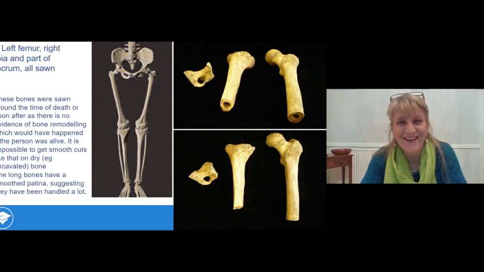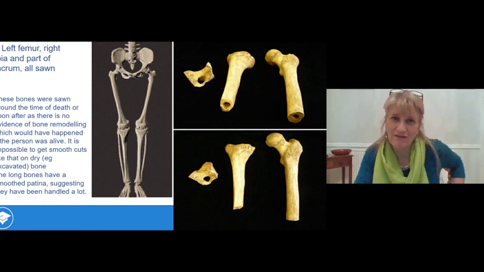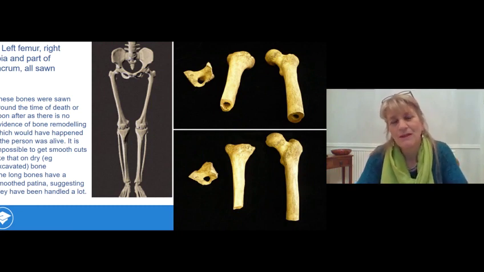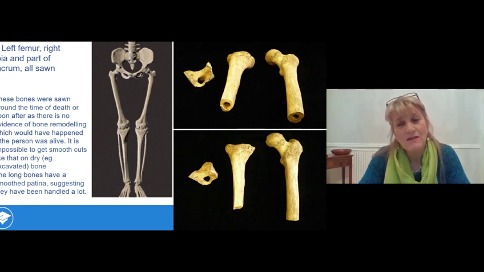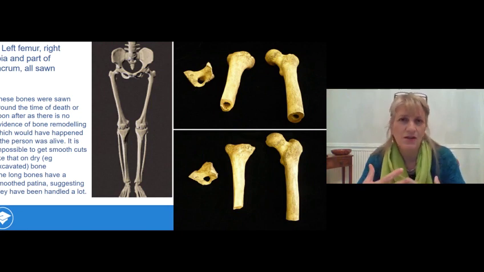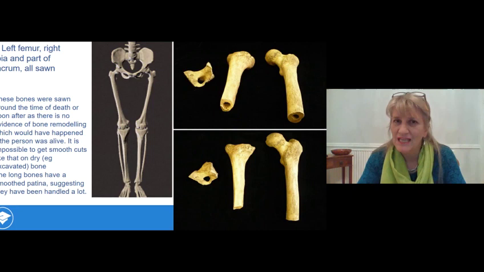Okay, you've had a minute to look at those. These are three bones from the lower half of the body, a left femur, a right tibia, and part of the sacrum, the very bottom of your spine, around your bottom. And these bones have all been sawn, so you can see the very sharply sawn off ends. This must have happened either soon around the time of death, as there's no remodelling of bone, and we've seen how bone will remodel, even if it's seriously broken.